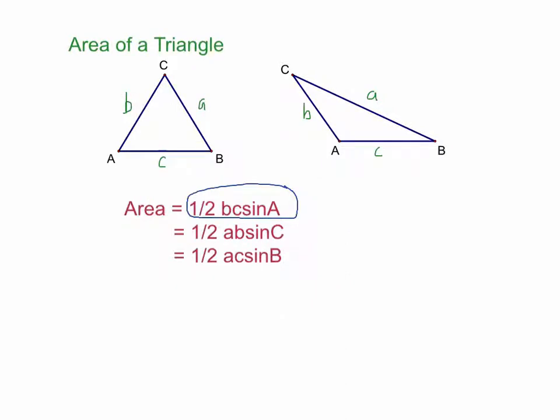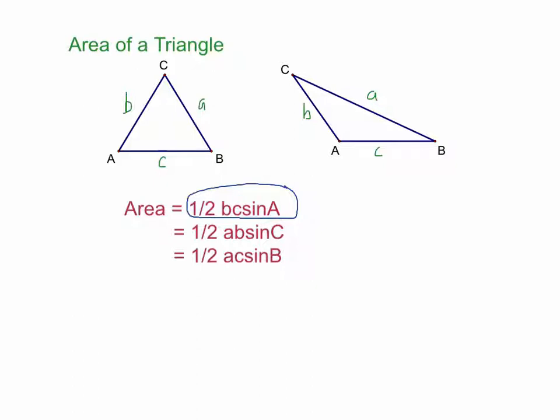So we now have our area formula for a triangle that involves trigonometry. Specifically, we have the area is equal to 1/2 sides B times C times the sine of angle A. But note that the angle A is included in between the sides B and C.